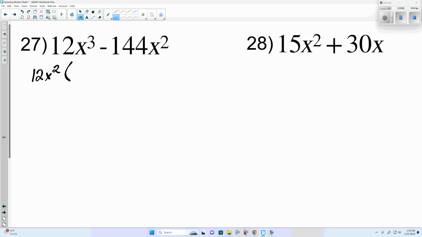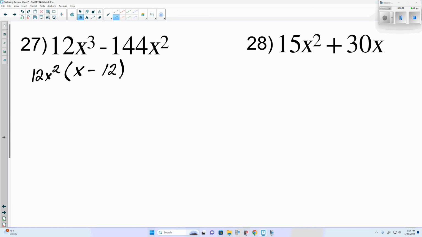If we factor 12 out of 12, it factors out completely. And if we factor an x squared out of x to the third, we're left with x. We still have our minus sign because we didn't do anything with the signs. If I factor 12 out of 144, we're left with 12. We're just dividing it. And the x squared factors out completely, yes?